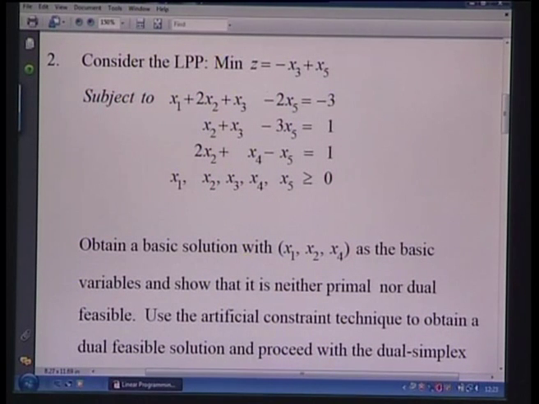You have to use the artificial constraint technique to obtain a dual feasible solution and proceed with the dual simplex algorithm. You should finally be able to show that the primal is infeasible, which means that you will be concluding that the dual is unbounded. So, when you are proceeding with the dual simplex algorithm, remember what the condition is for detecting that the dual problem is unbounded, which will imply in turn that the primal is infeasible. So, you should be able to show that.